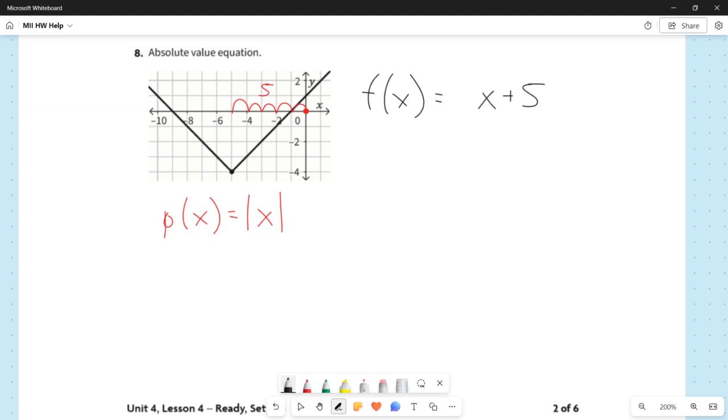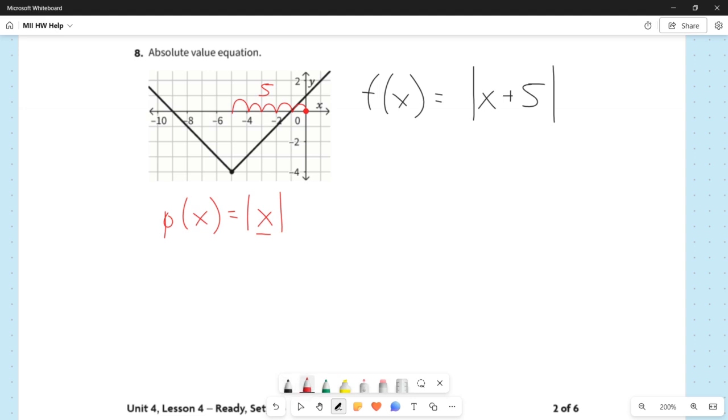So it used to be x, right? The parent function was x, and now it's x plus 5. And that entire thing is going to be inside the absolute value. So we've replaced x with x plus 5.